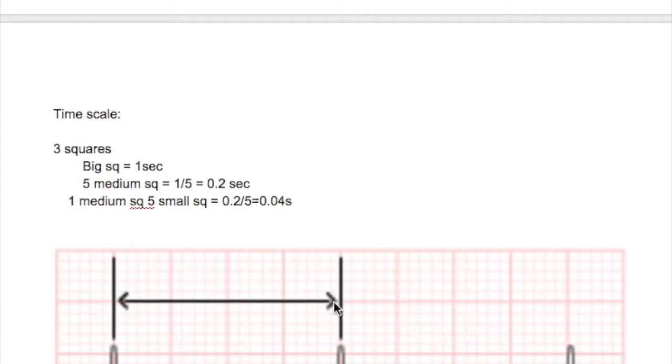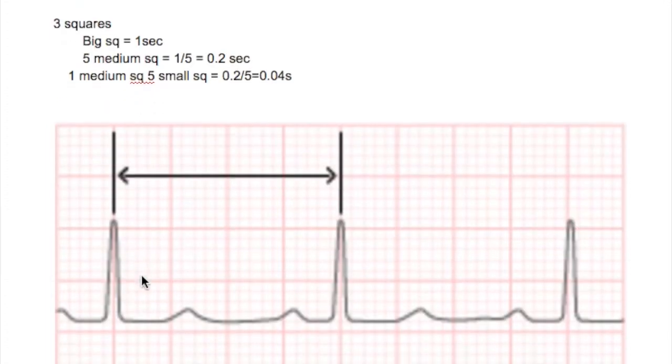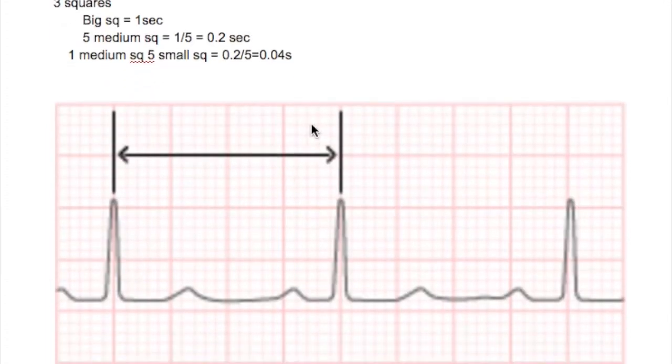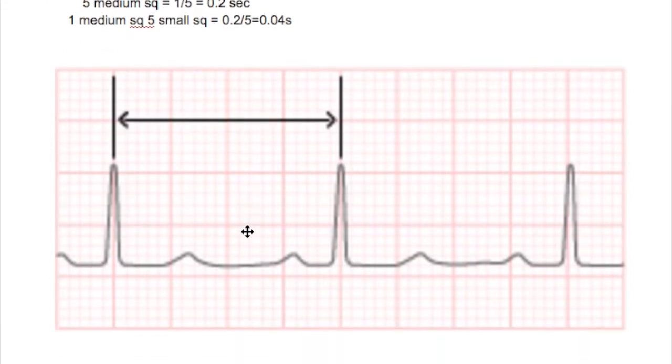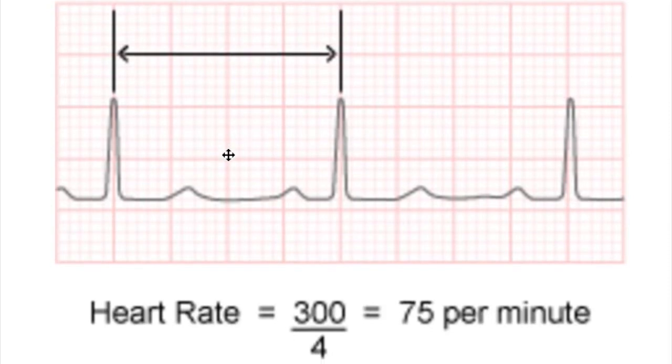And the distance between the two R here you see is 1, 2, 3, 4 boxes. And each of these boxes is 0.2 seconds. So if you divide number 300 by these 4, that gives a heart rate of 75.